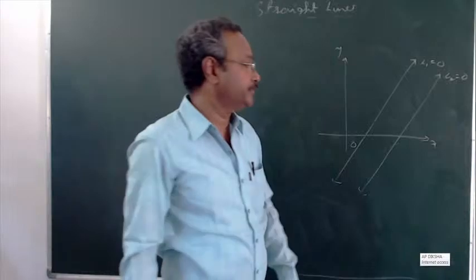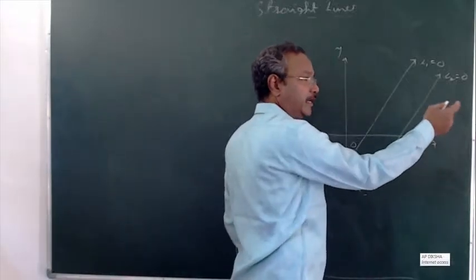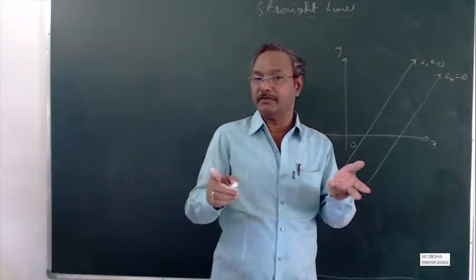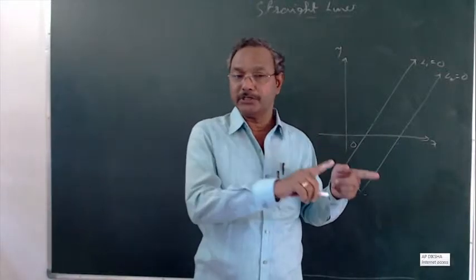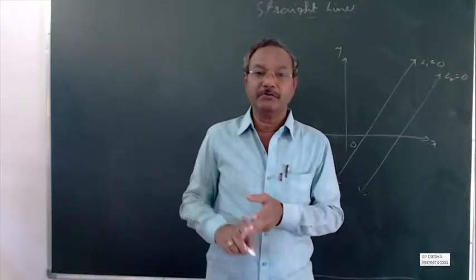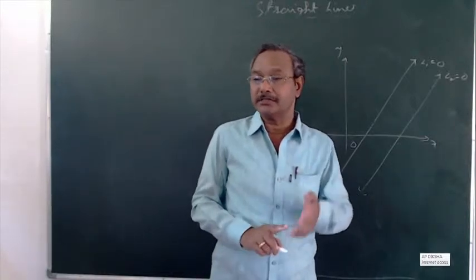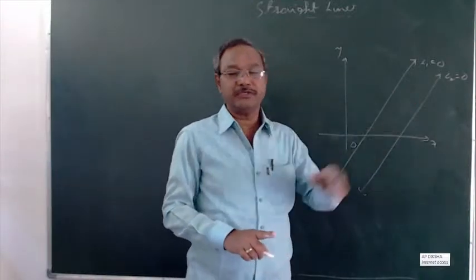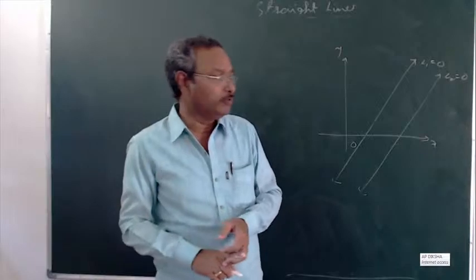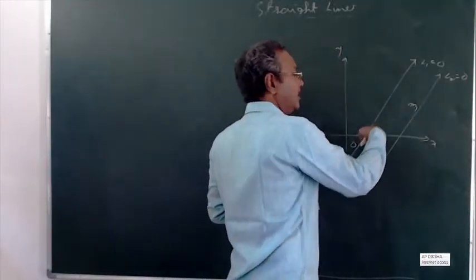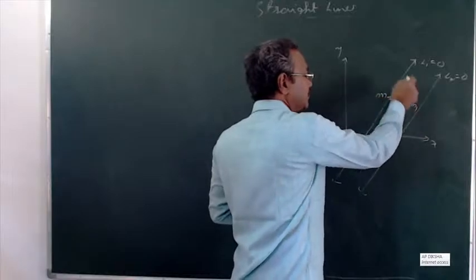The simple condition is, look, any straight line can be reduced to any of the forms. You may have the equation of the straight line in the general form, but you can reduce it to the slope intercept form, that is y is equal to mx plus c. Or in other words, you can easily find the slope of the straight line. So, let the slope of the first straight line be m1 and the slope of the second straight line be m2.